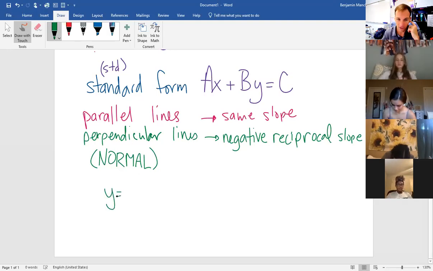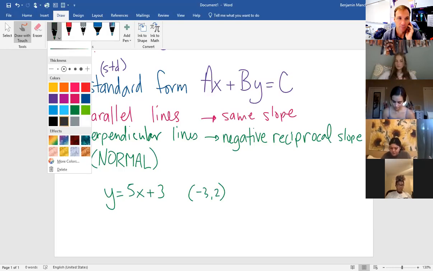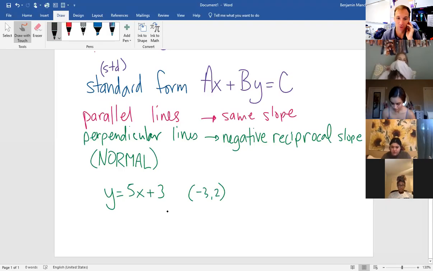So if we had this equation from your notes, 5x plus 3, and it went through the point negative 3 comma 2. The notes asked you to write a parallel line and a perpendicular line. And we are going to do that in point slope form, just so we can practice being frugal. I'm not going to say lazy, frugal. So y minus something equals something times x minus something else. So this will be the parallel line.